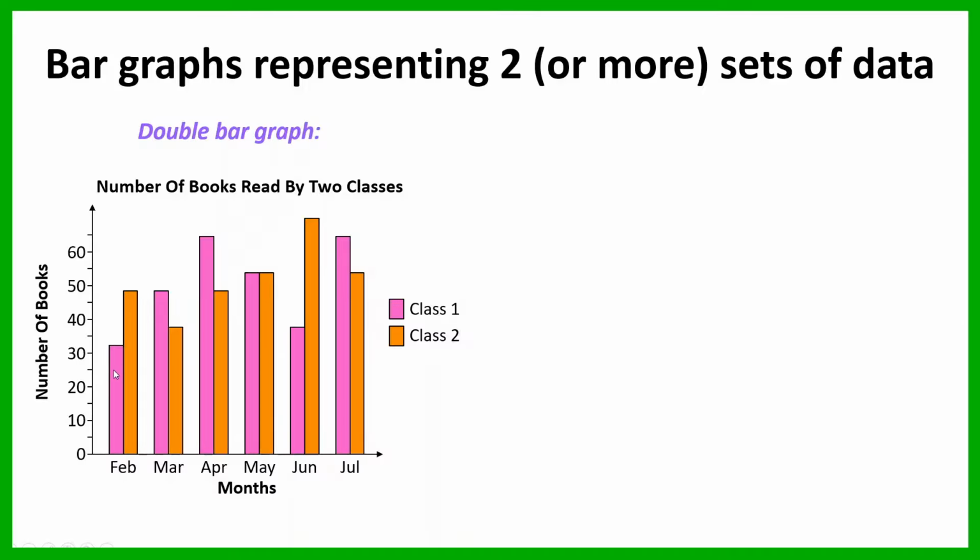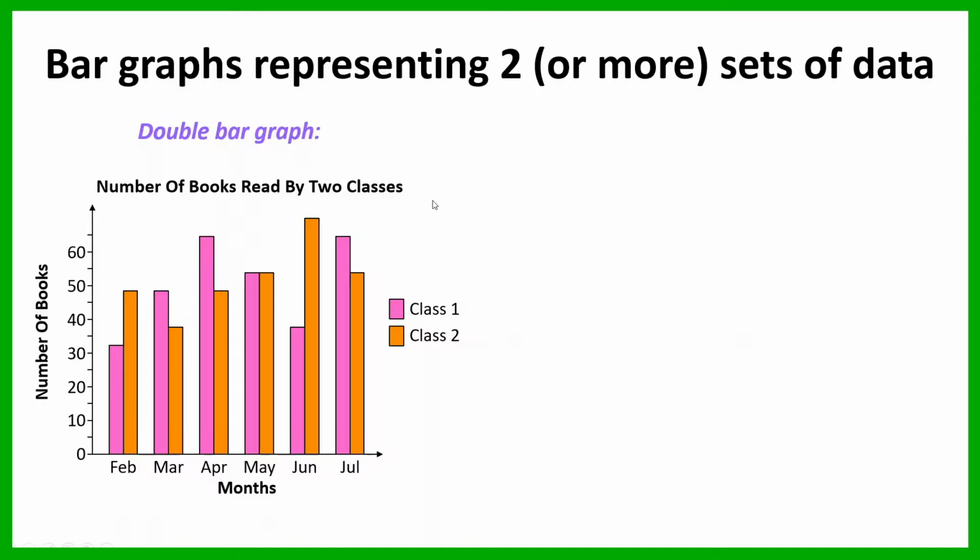Okay, so you can see I've got class 1 and class 2. Here you can see class 1 read less than class 2, and here you can see class 1 read more than class 2. So here you're able to compare different classes or different groups of data next to each other like that. This format can also be used for more than two sets of data. You can have 3 bars or 4 bars next to each other, depending on how many sets of data you are representing. So you can have any number next to each other. You can have a triple bar graph or a quadruple bar graph and so on.